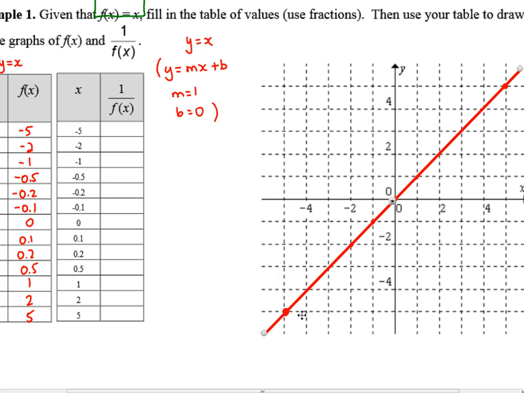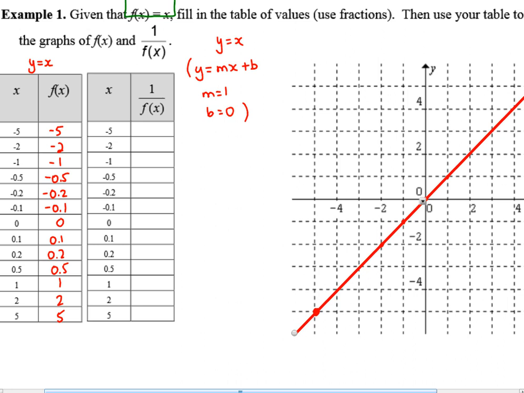Okay, so we're going to graph the reciprocal of this. And this is where it's going to get fun. Okay, so let's think about the equation y equals 1 over x. So 1 over f of x, or f of x is just x, y equals x, right? So we're going to graph 1 over x. And we'll look at that on our calculator after. So if x is negative 5, the reciprocal of that would be 1 over negative 5, or negative 1/5, or negative 0.2.